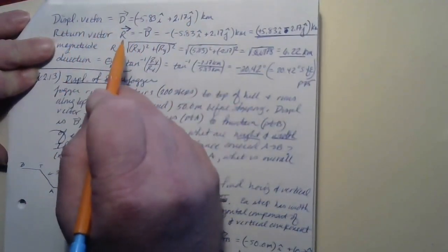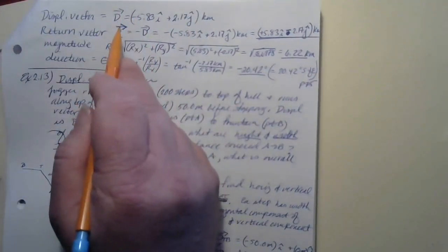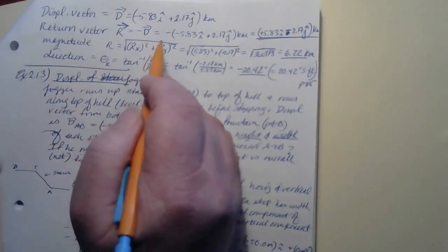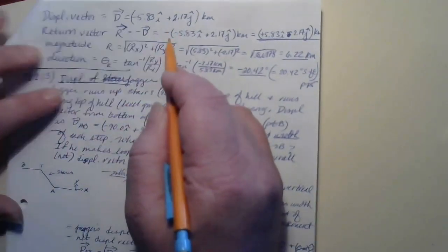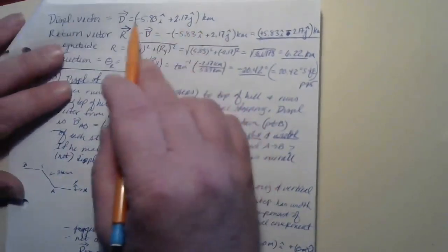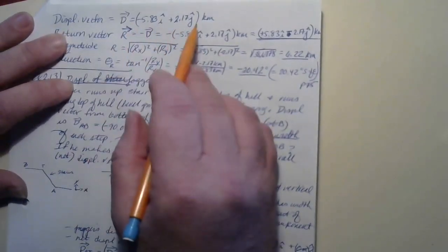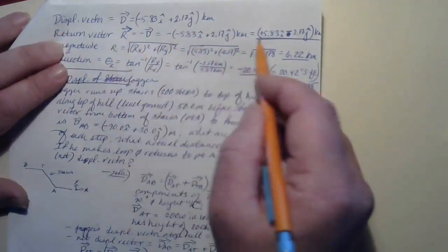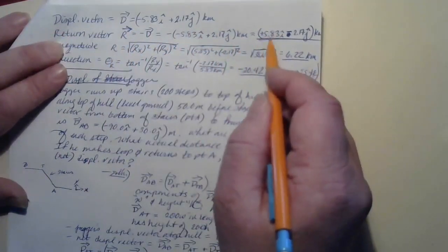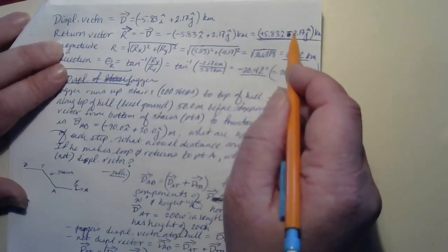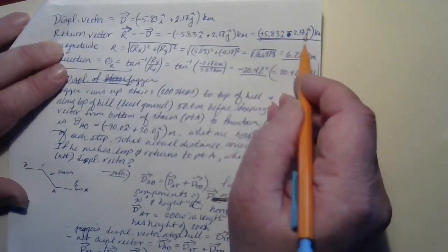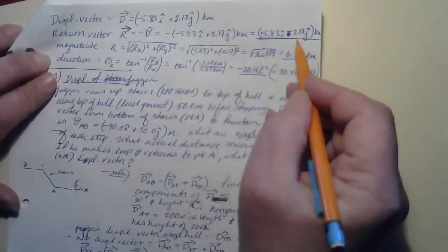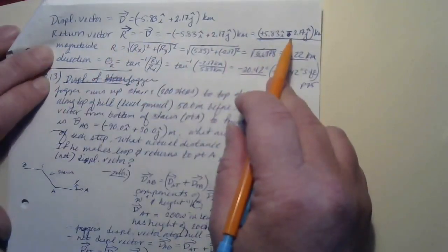The return vector would just be the negative of that. In other words, it has the same magnitude, but it's in the opposite direction. So we just take the negative. Essentially, it's the same as taking this vector and multiplying it by the scalar negative 1. So you just change the signs. The return vector would have an equation of positive 5.83 times unit vector i minus 2.17 times unit vector j kilometers. Okay, so that's the equation for the return vector.